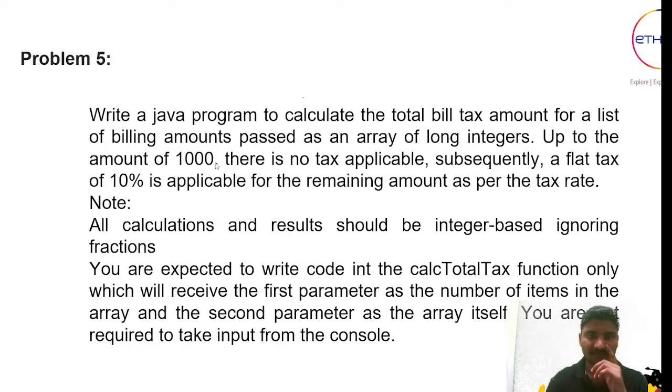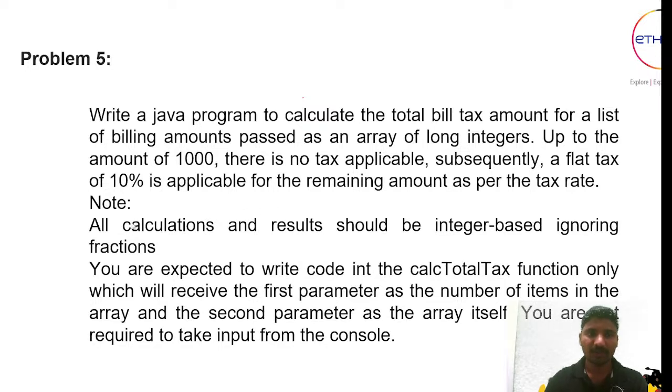Up to the amount of 1000, there is no tax applicable. Okay, first thing that goes over here is when we are traversing, we need to check that the input is less than 1000 or not. If it is less than 1000, the tax is not going to be added into it. Subsequently, a flat tax of 10% is applicable for the remaining amount as per the tax rate.